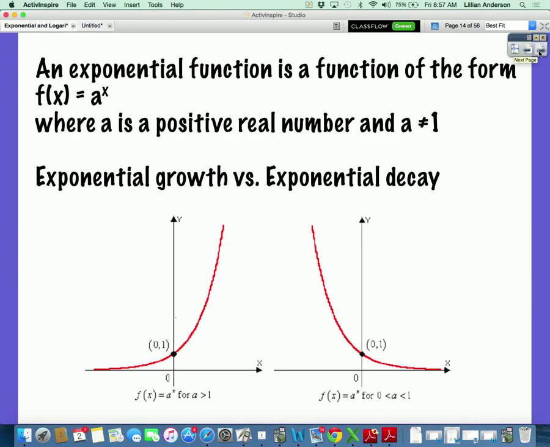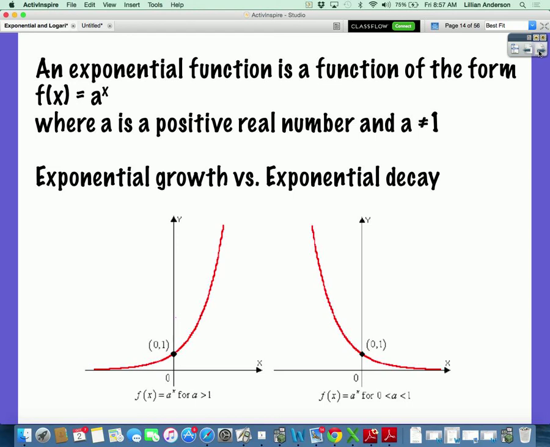Alright, so an exponential function is a function that's in the form of f of x equals a to the x. That's the form of an exponential function. A is a positive number, and a does not equal 1. This is your most basic exponential function. I guess you could always call it your parent function.